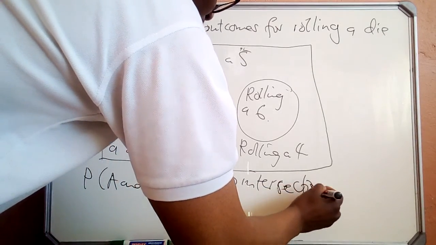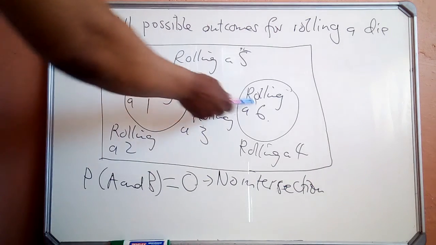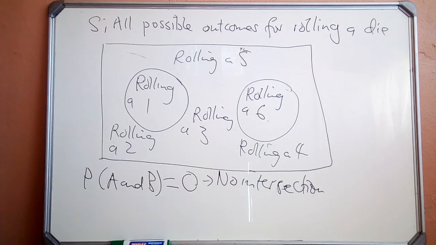Intersection. All right, the 2 sets do not intersect. The 2 events are mutually exclusive. All right, the 2 events are mutually exclusive. Now, we can still go further with this.